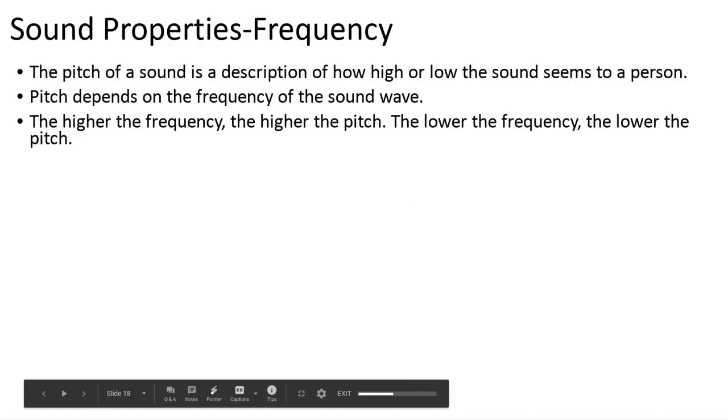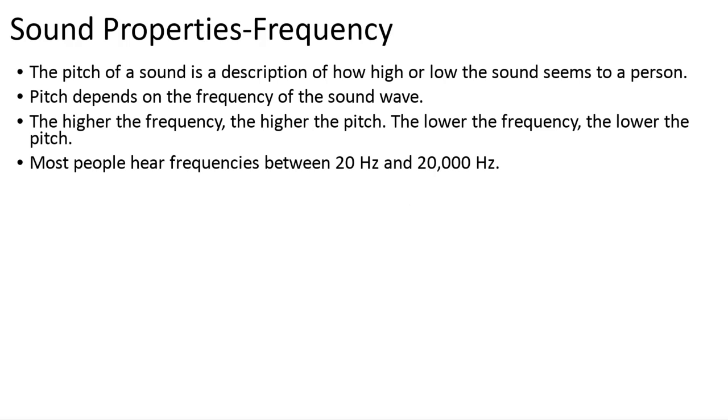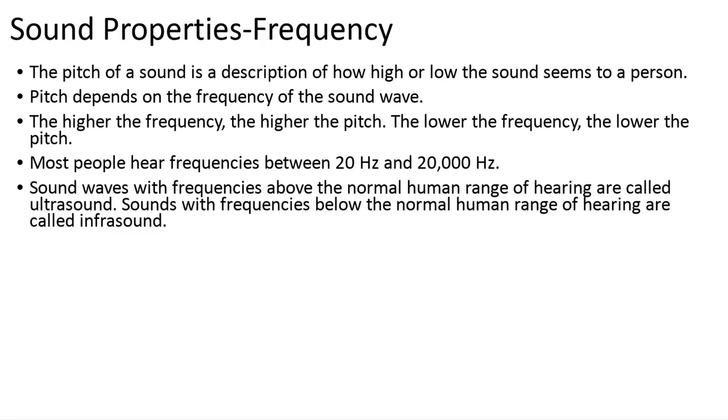We can't hear anything below 20 or above 20,000. But some animals can hear, and we'll see a graph, an illustration, in just a second. Sound waves with frequencies above the normal human range of hearing are called ultrasounds. You've probably heard of ultrasound in hospitals.